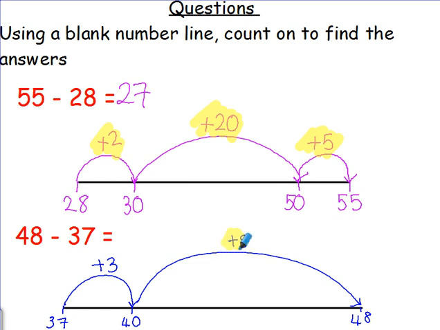So I have a look. I'm now adding 8 and 3. So 8 add 3 is 11. Well done.